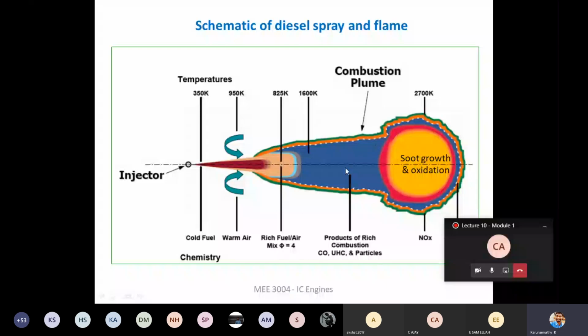In the intermediate combustion, combustion is not complete, so the products are going to be carbon monoxide, not carbon dioxide. Only when the combustion is complete will we have carbon dioxide. So the products of combustion are carbon monoxide, and hydrocarbons are not burned completely. So unburned hydrocarbons will be there, and soot particles are also going to be here. The temperature in this region is around 1600 Kelvin. And this is the region where we have the complete combustion of the fuel.